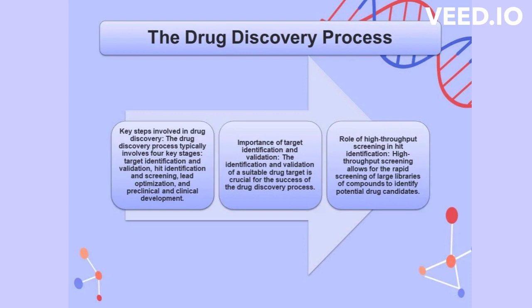The drug discovery process typically involves 4 key stages: target identification and validation, hit identification and screening, lead optimization, and preclinical and clinical development. The identification and validation of a suitable drug target is crucial for the success of the drug discovery process. High-throughput screening allows for the rapid screening of large libraries of compounds to identify potential drug candidates. Clinical development and regulatory approval.